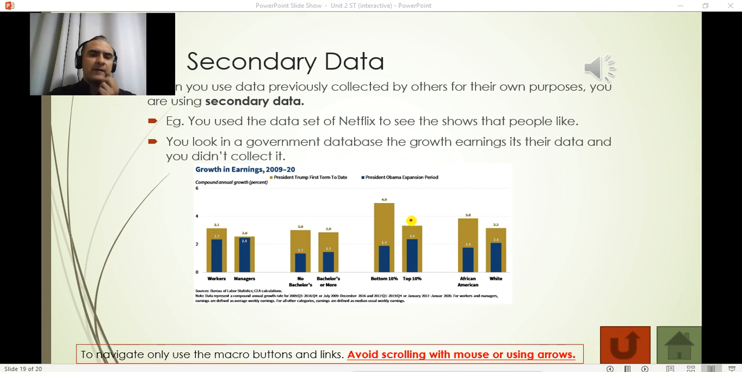Let's see here, for example, if I want to look at the growth in earnings from 2009 to 2020, then the government of the United States already has information for me, so I'm going to use that information. But here I have the compound growth percent of workers and managers. If I want to say what kind of managers, what kind of industry, then I don't have that information. And that is a problem with secondary data, that it may have areas that I don't know. And then, of course, I will have to research it on my own.